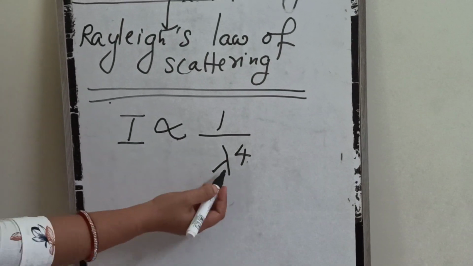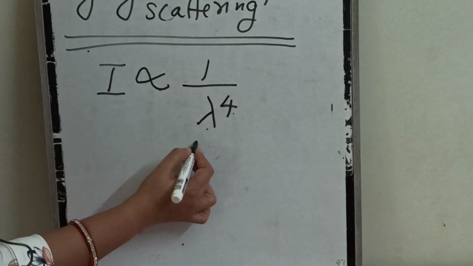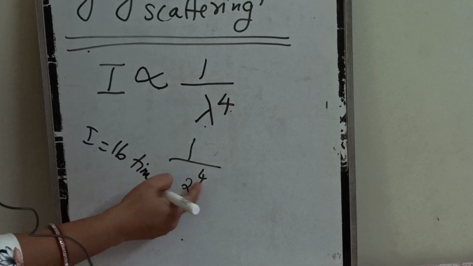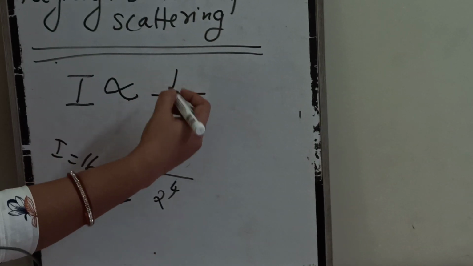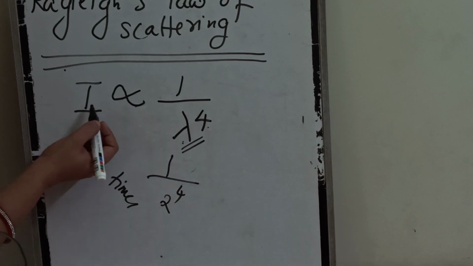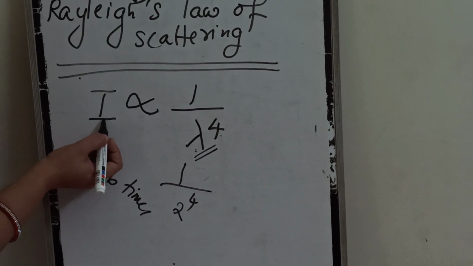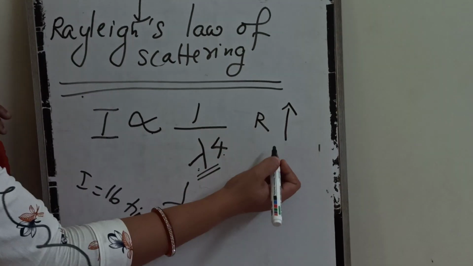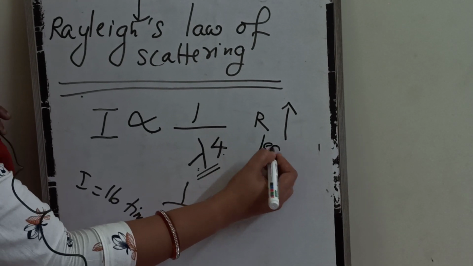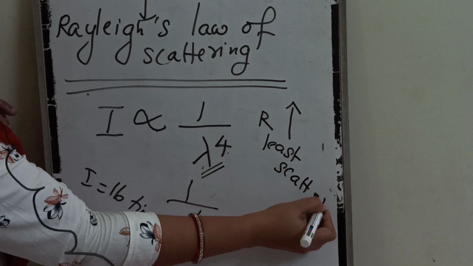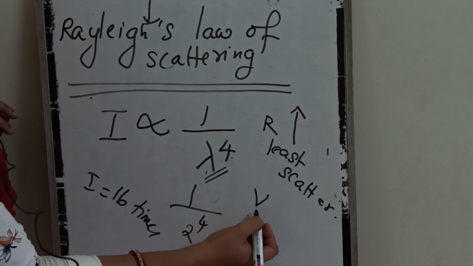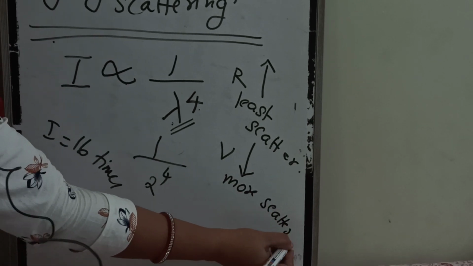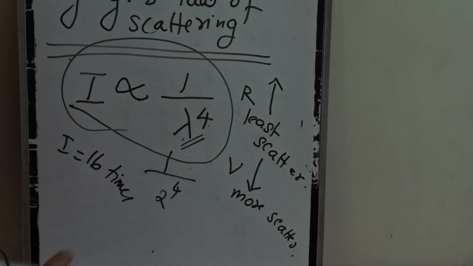What does it mean? For example, if I take wavelength as 2, this will become 1 by 2 raised to 4. That is, intensity becomes 16 times, isn't it? 2 raised to 4 becomes 16 times. That means the lesser the wavelength, the intensity will be more. Okay? That is what I said right now. That is, a red light having highest wavelength will be least scattered. Violet light or blue light having the least wavelength will be more scattered, according to Rayleigh's law of scattering.